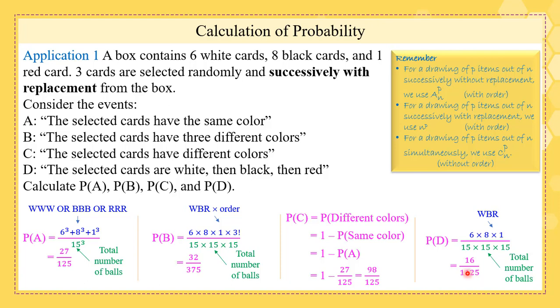Try to see the difference between P of D and P of B. For P of B, we have 3 different colors. They could be WBR, WRB, BWR, BRW, and so on. We have many possibilities. But for part D, the selection is very clear. We need a white, then a black, then a red ball.